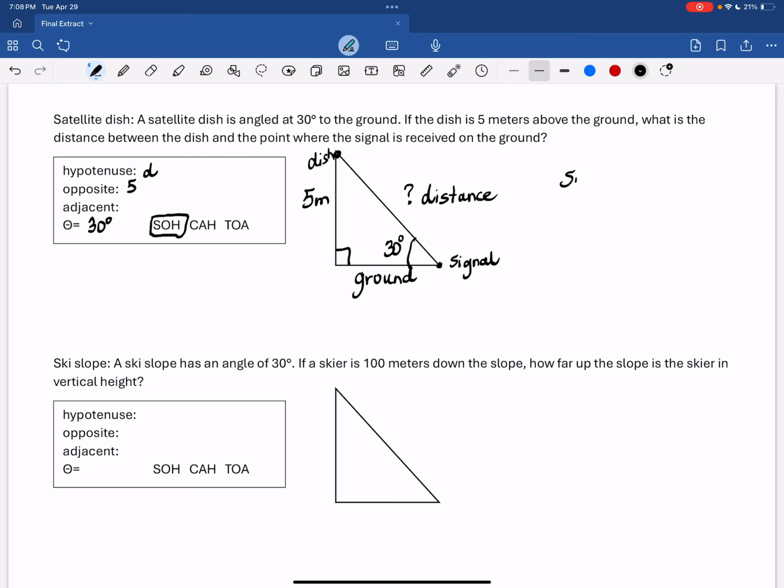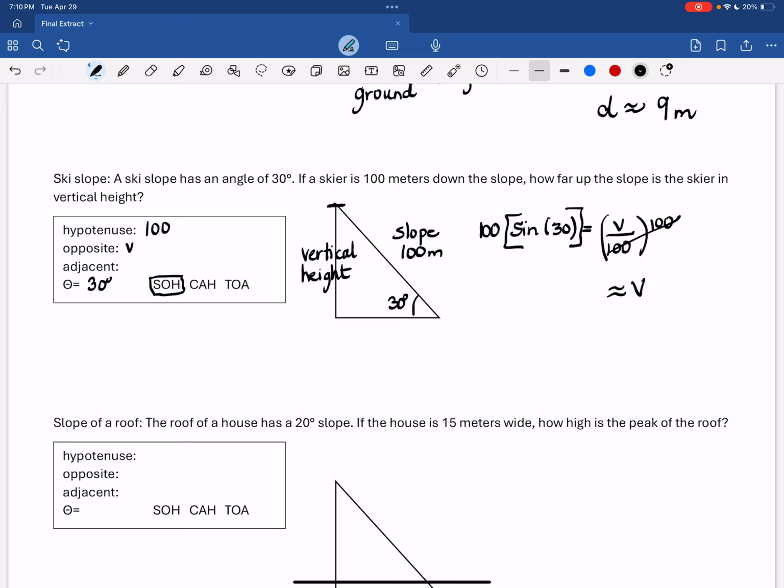And we know hypotenuse is 100. We want to know the opposite. I'm calling that V. And we know theta is 30. So we're looking at sine. Sine of 30 is opposite over hypotenuse. So we'll multiply both sides by 100 and cancel. So that vertical height is approximately 100 times the sine of 30. And that's 50 if you round it to the whole. 50 meters.